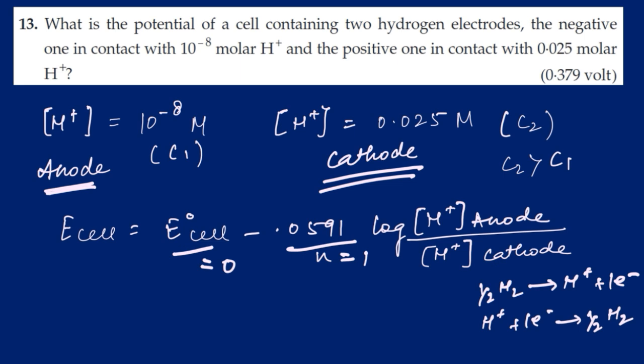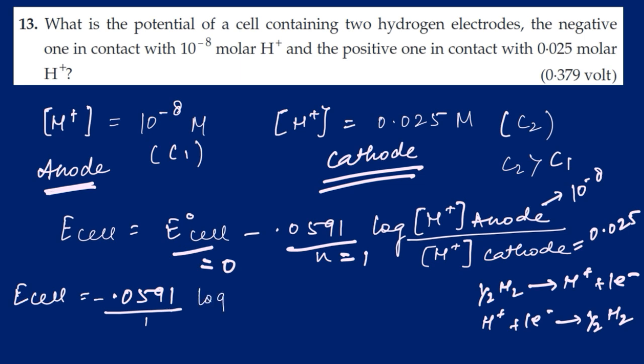H plus ion concentration at the anode is 10 to the power minus 8 moles per liter and H plus ion concentration at cathode is 0.025 moles per liter. So E cell will be equal to minus 0.0591 by 1 log 10 to the power minus 8 divided by 0.025. Now remove the decimal.